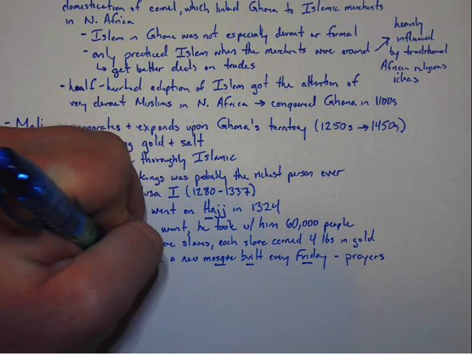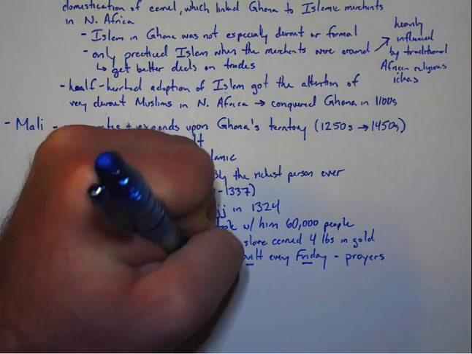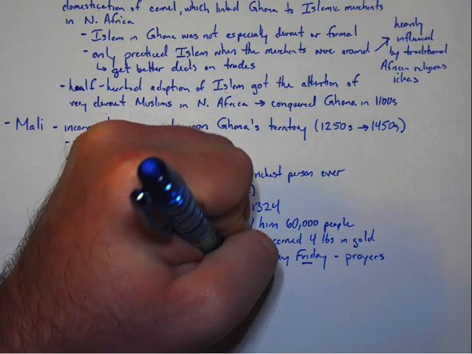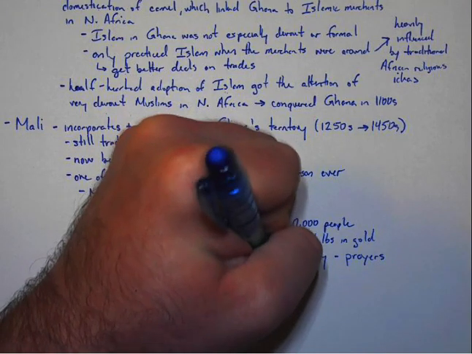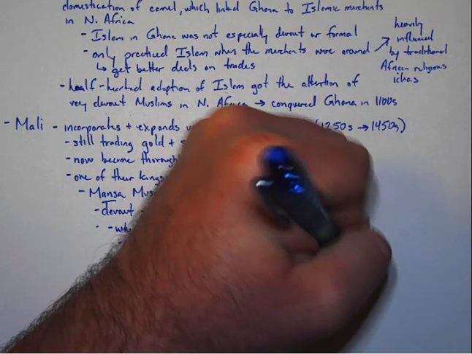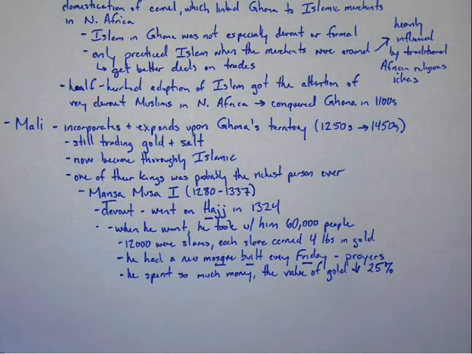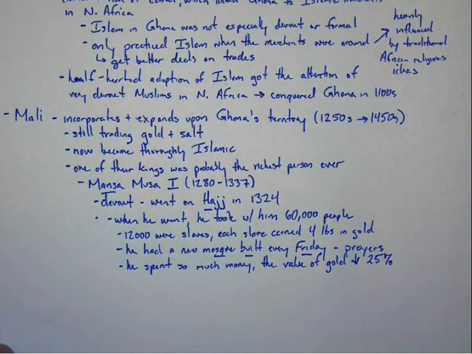He spent so much money that the value of gold declined by 25%. Because remember, another Islamic principle, one of the 5 pillars of Islam, is charity. And he had a lot of money, and he was very willing to give it out to people.